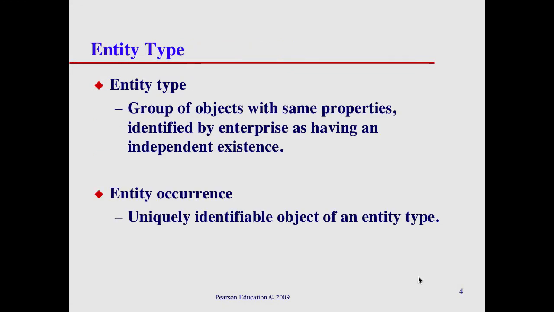Okay, so an entity is the first big thing. It's a group of objects with the same properties that we identify as having an independent existence. And an occurrence is simply a unique object of that type. If you're familiar with the class-instance model, the entity type is a class and the entity occurrence is an instance. That's an analogy you can think of.